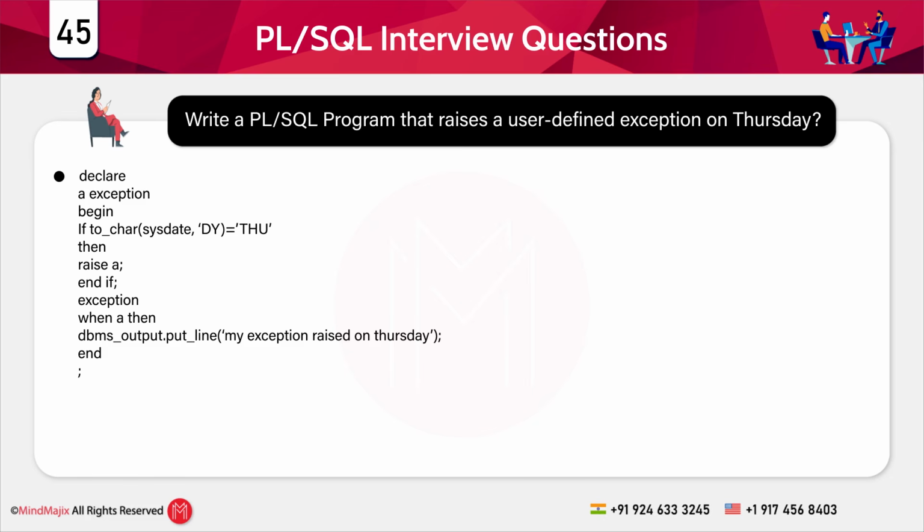Then you define the exception. So far we were just declaring an exception, and now you define it. WHEN A, which is our exception, THEN DBMS_OUTPUT.PUT_LINE 'my exception raised on Thursday', and then END and a semicolon. So this is how you write a program that raises a user-defined exception on Thursday.